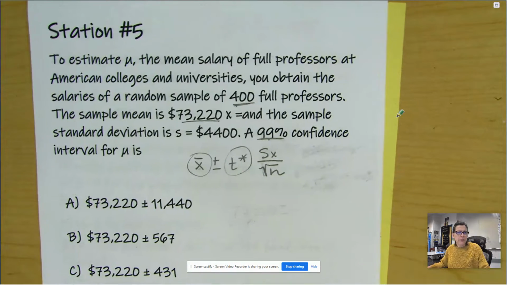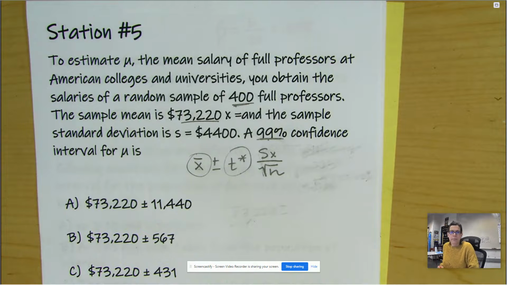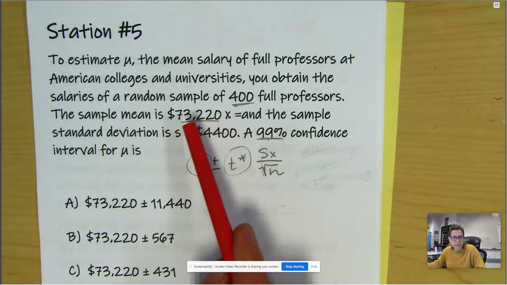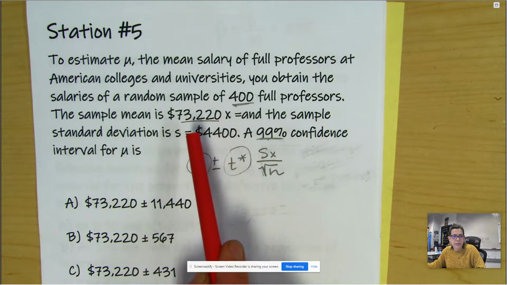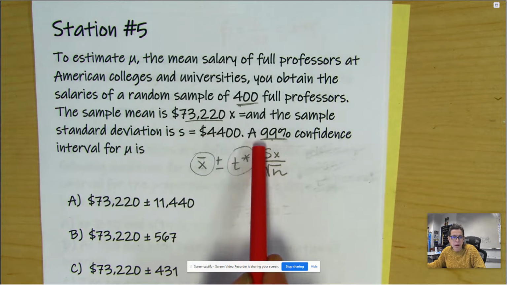Okay, so here we're going to estimate mu, the mean salary of full professors. I'm assuming that means full-time professors at American colleges and universities. You obtain the salaries of a random sample of 400 full-time professors. This is the sample mean from your sample. You don't have to do anything, they found it. And this is the standard deviation from the sample. Okay, and they want a 99% confidence interval.